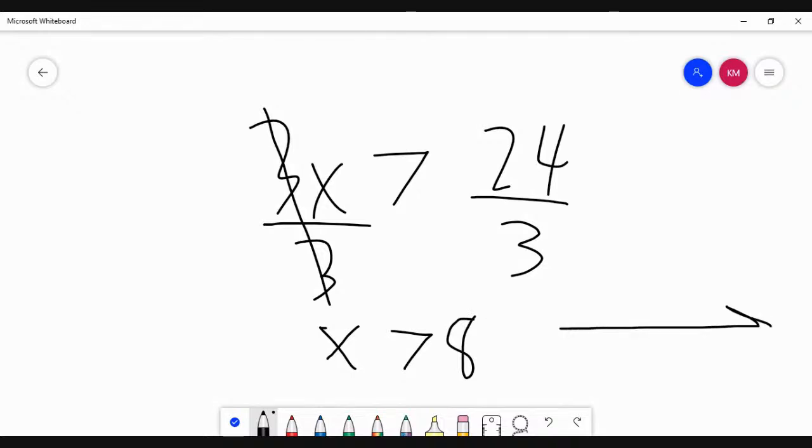So now place my 8, place my circle, and since x is greater than 8, I draw my arrow to the right.